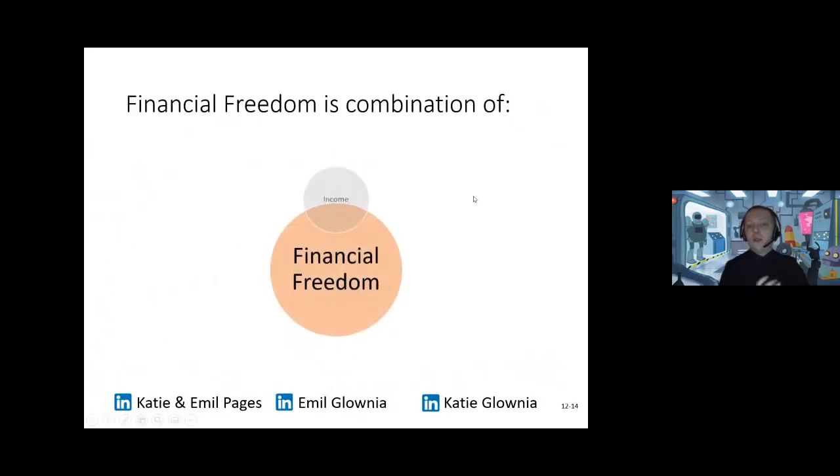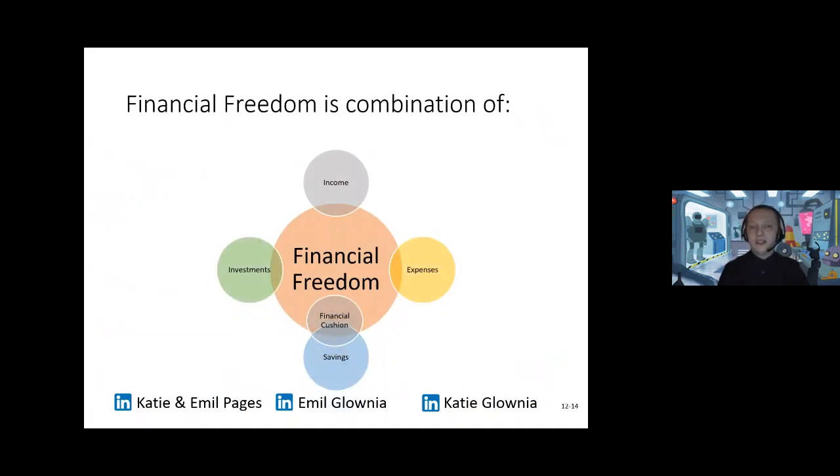Now, the key performance indicators are essentially a combination of income, expenses, savings, investments, and for me, a very important one, a financial cushion. I'm of the opinion we should always have a financial cushion, which means if you are out of work, you are ill, suddenly all income disappears, you can live for, let's say, a year or two without worrying that you run out of money.